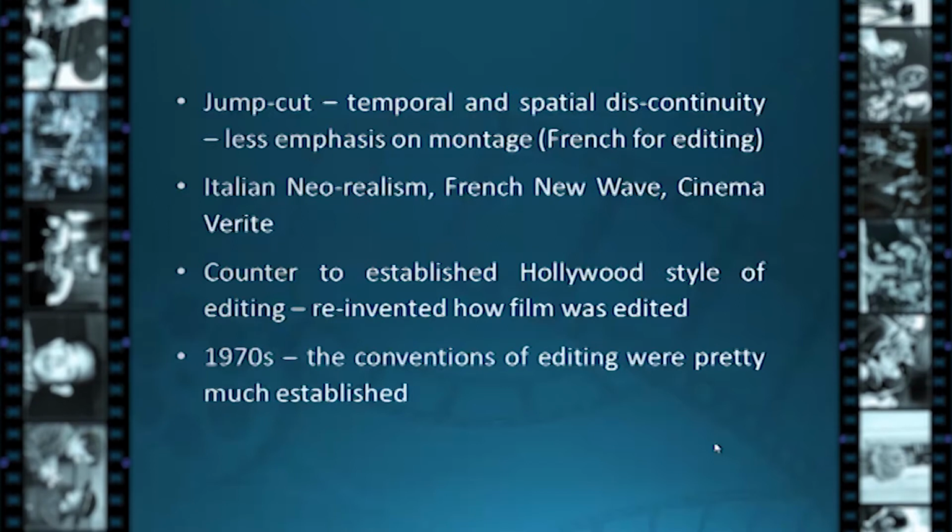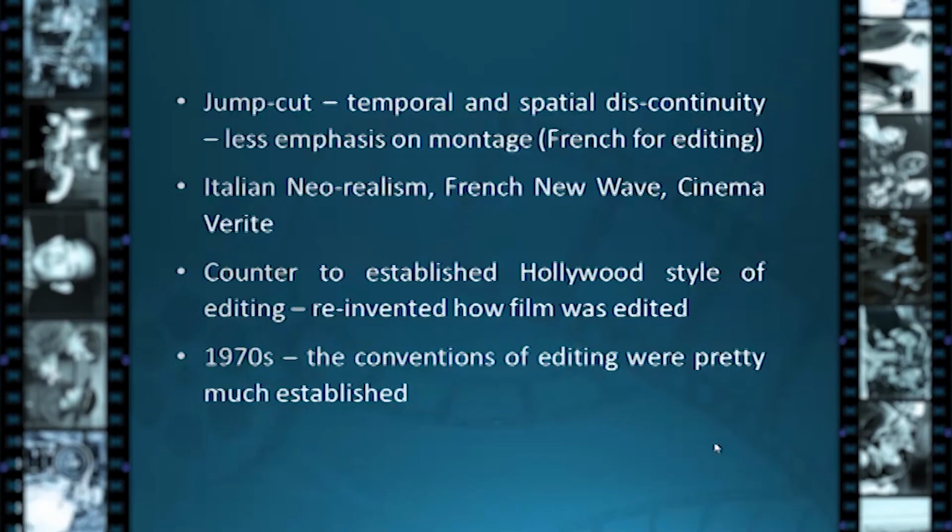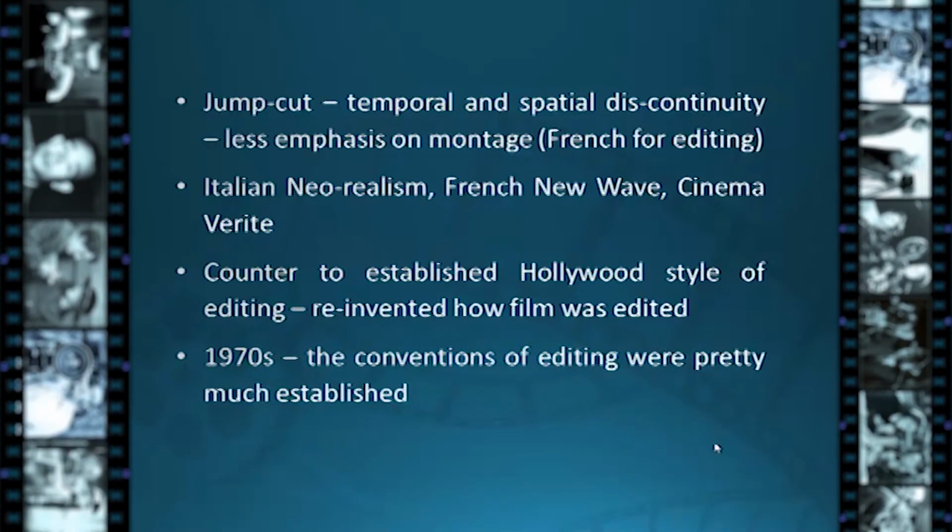Now by the 1970s, a lot of the conventions that we relate to editing today were pretty much established. So whether it was the Hollywood style, the continuous style, or the countermeasures or the alternate views to editing, by the 1970s there was basically a good understanding of what editing can do. Now let us talk about the editing equipment and the changes that have happened over the years.